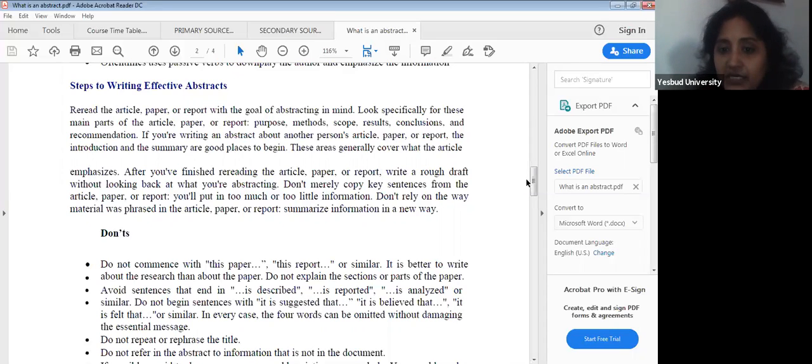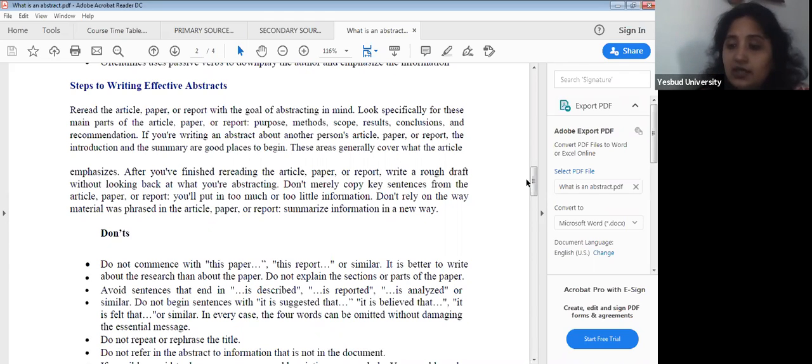Look specifically for these main parts of the article, paper, or report: purpose, methods, scope, results, conclusions, and recommendations. You have to keep an eye on these parts: what is the purpose of your article or your research work, then what method you have taken for researching your project, then what is the scope of your project, meaning how it is going to be implicated and how it is going to be beneficial for others.